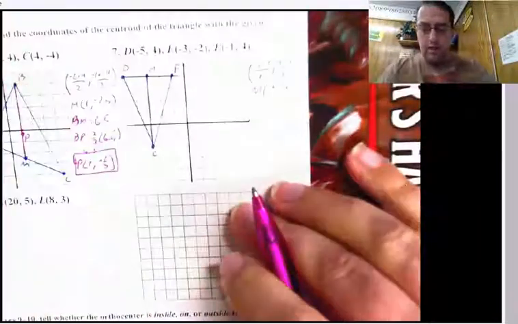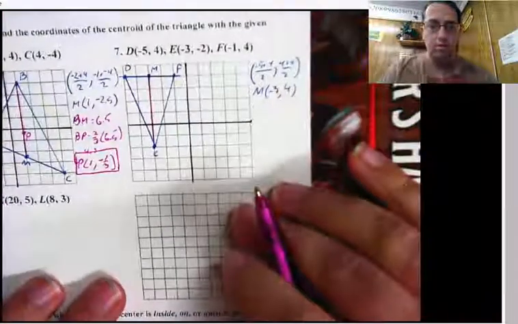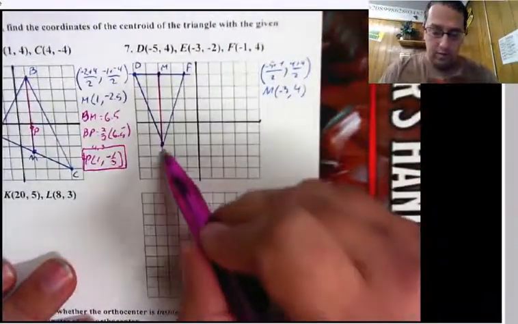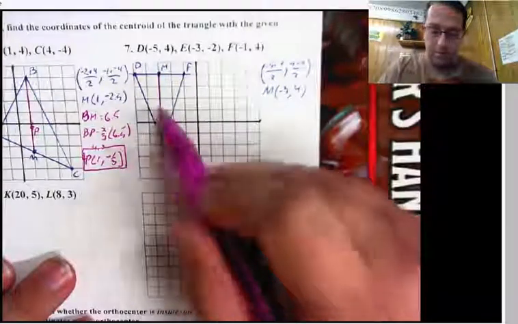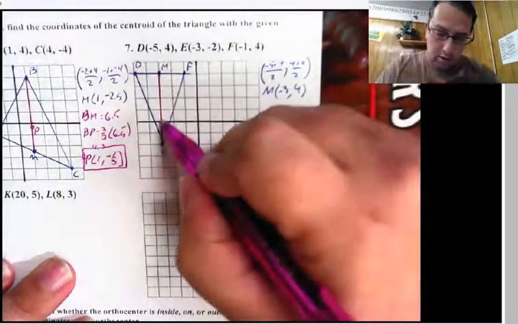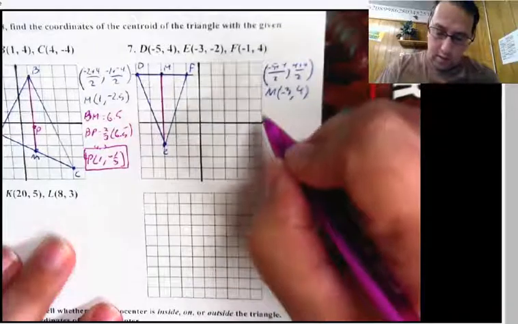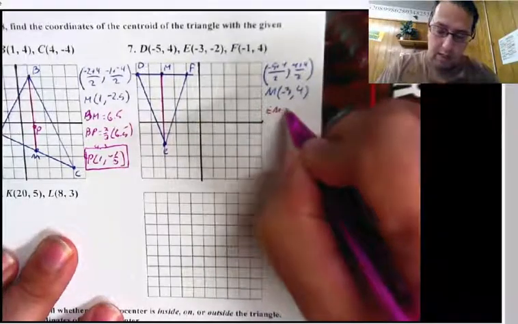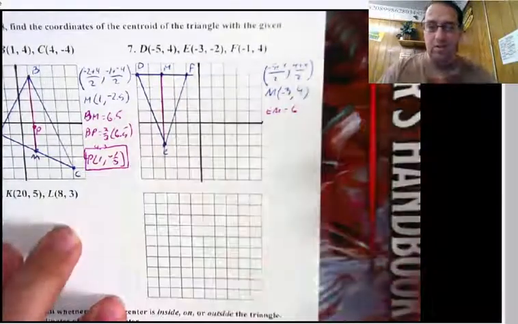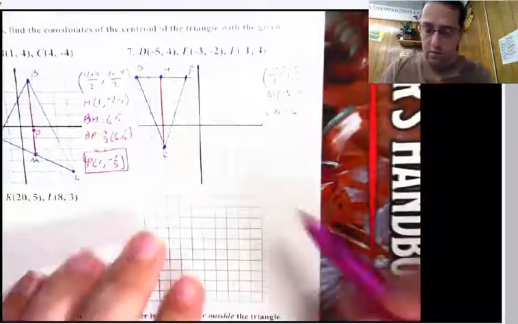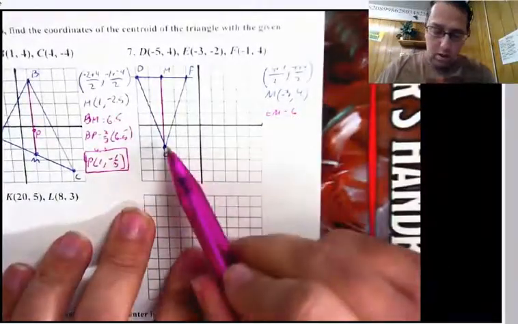Now we need 2/3 of the distance from the vertex. So we're going up. All right? So let's count it. 1, 2, 3, 4, 5, 6. So segment EM has a length of 6. We could do the distance formula, but it's vertical, so we don't have to do the distance formula. We just count.